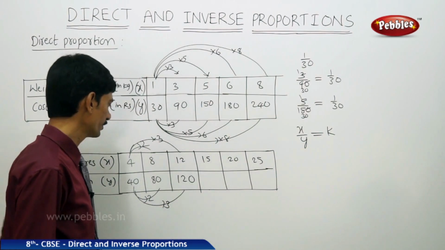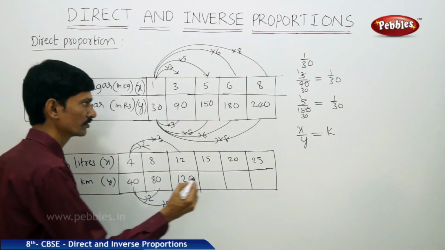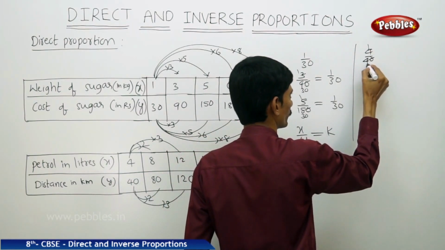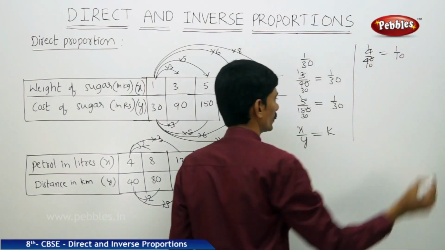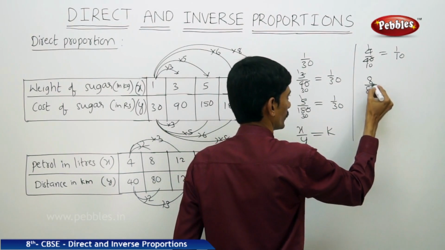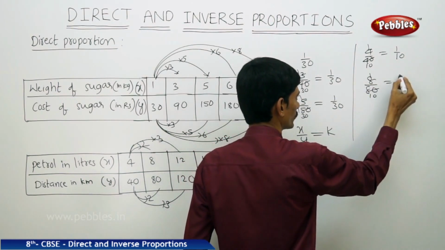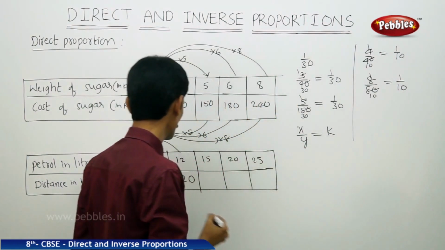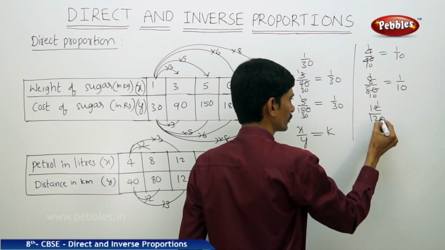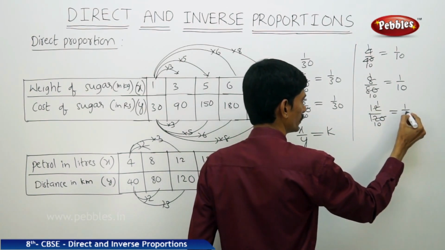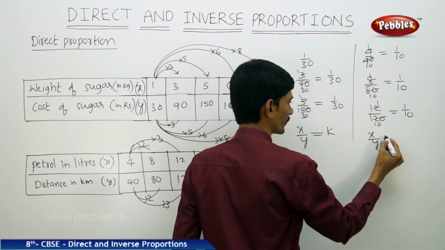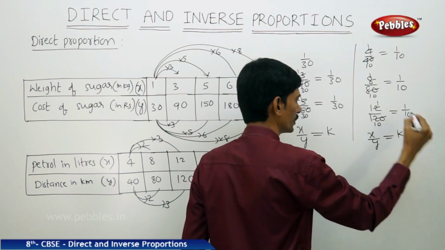And in the second example, if you find 4 by 40, so what is 4 by 40? 4 ones are 4, 4 tens are 40, this equals 1 by 10. And in the second case, 8 by 80. 8 ones are 8, 8 tens are 80, this equals 1 by 10. And in the third case, 12 by 120. So here also 12 ones are 12, 12 tens are 120, this equals 1 by 10. So here also the ratio between the two quantities x by y is a constant denoted by k.